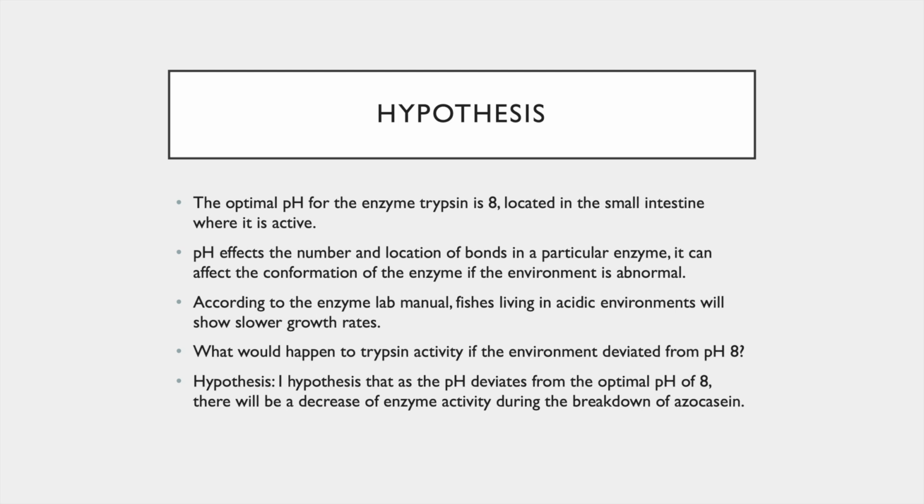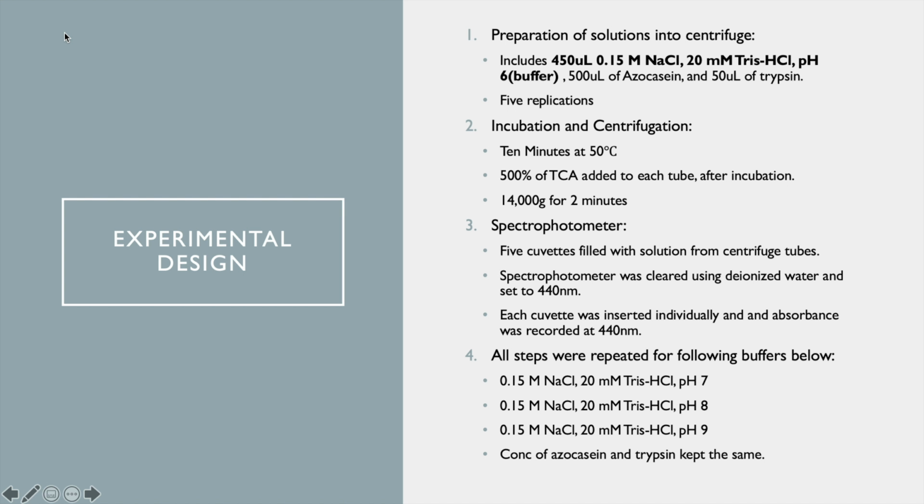The two things that led me to my hypothesis were that different pH levels in the environment could change the conformation of enzymes by affecting the number of their bonds and their locations. If this is affected, they wouldn't be able to bind to substrates, and therefore would be unable to catalyze reactions. This led me to hypothesize that as the pH deviates from the optimal pH of 8, there will be a decrease in enzyme activity during the breakdown of azocasin. So the purpose of my protocol was to test buffers at different pH levels and to examine how enzyme activity changes as it deviates from the optimal pH of 8.